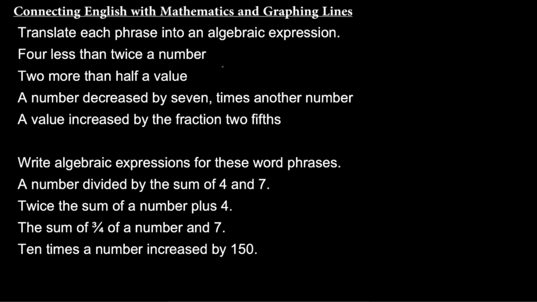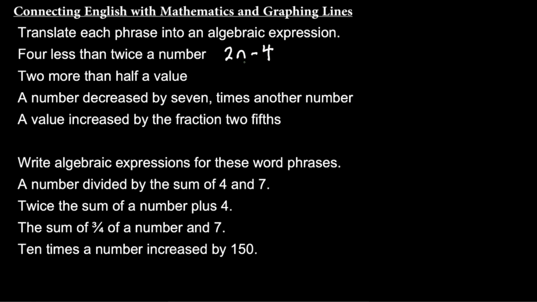Hello. Today we will be learning about connecting English with mathematics and graphing lines. So first we need to translate each phrase into an algebraic expression. First we have 4 less than twice a number. Twice a number would be 2n, and 4 less would be minus 4.